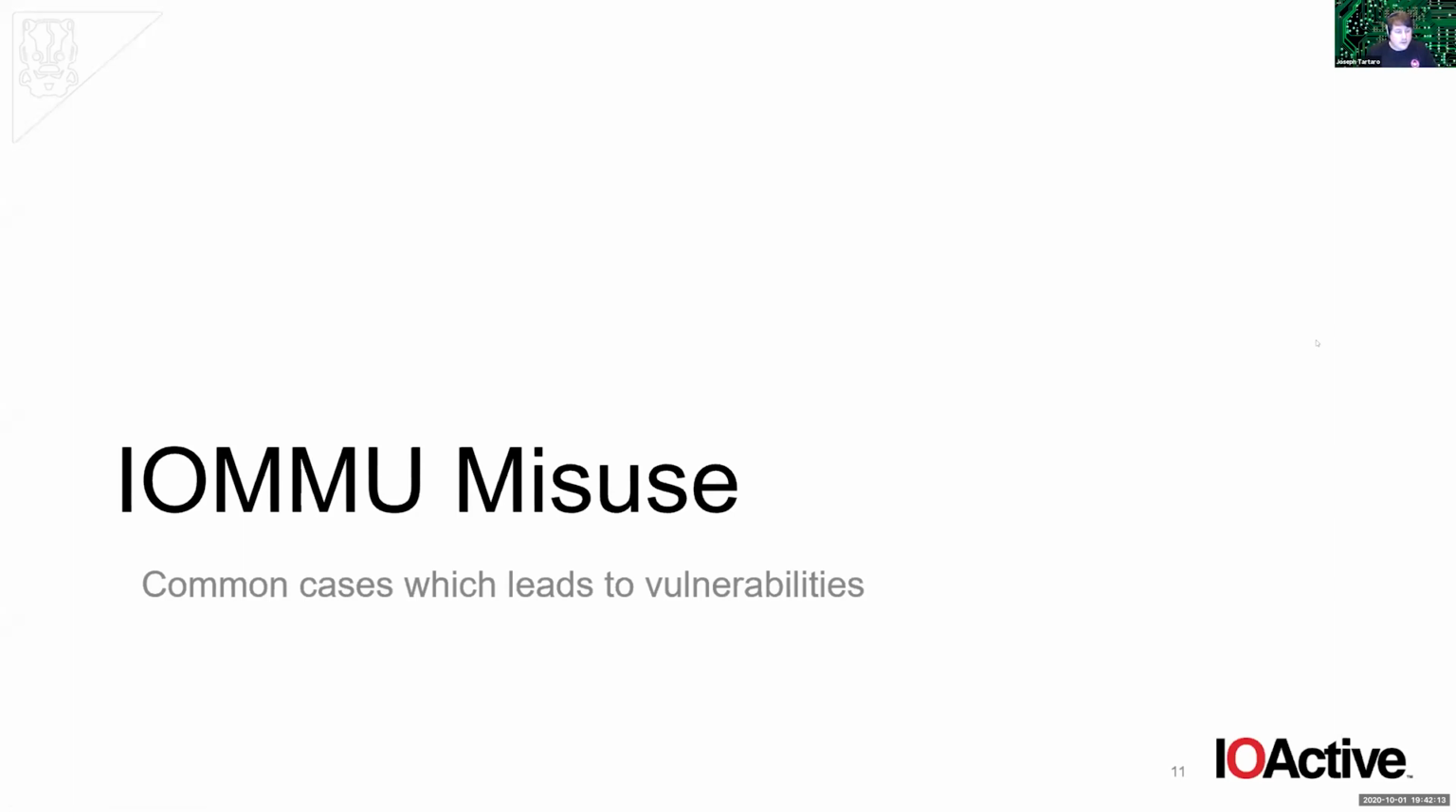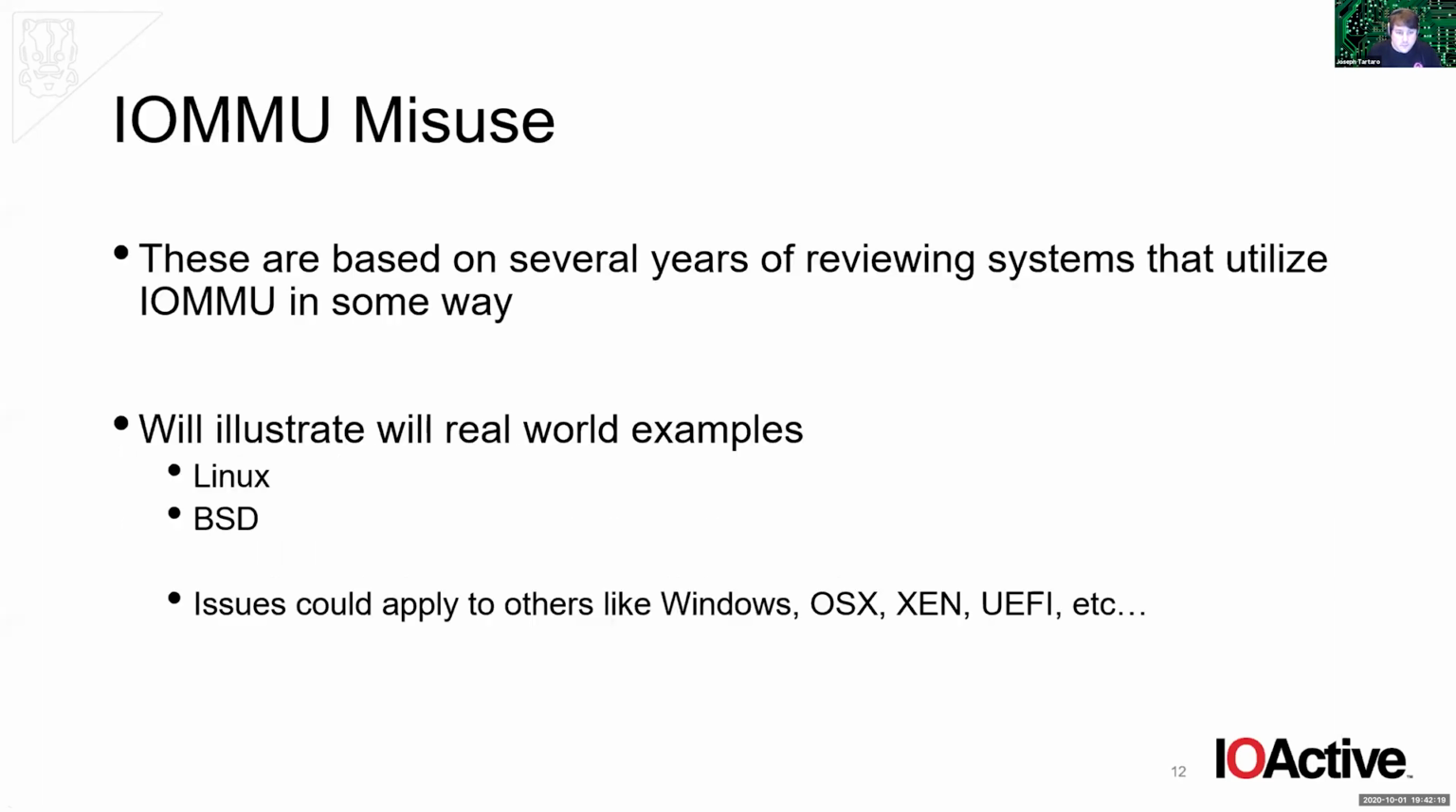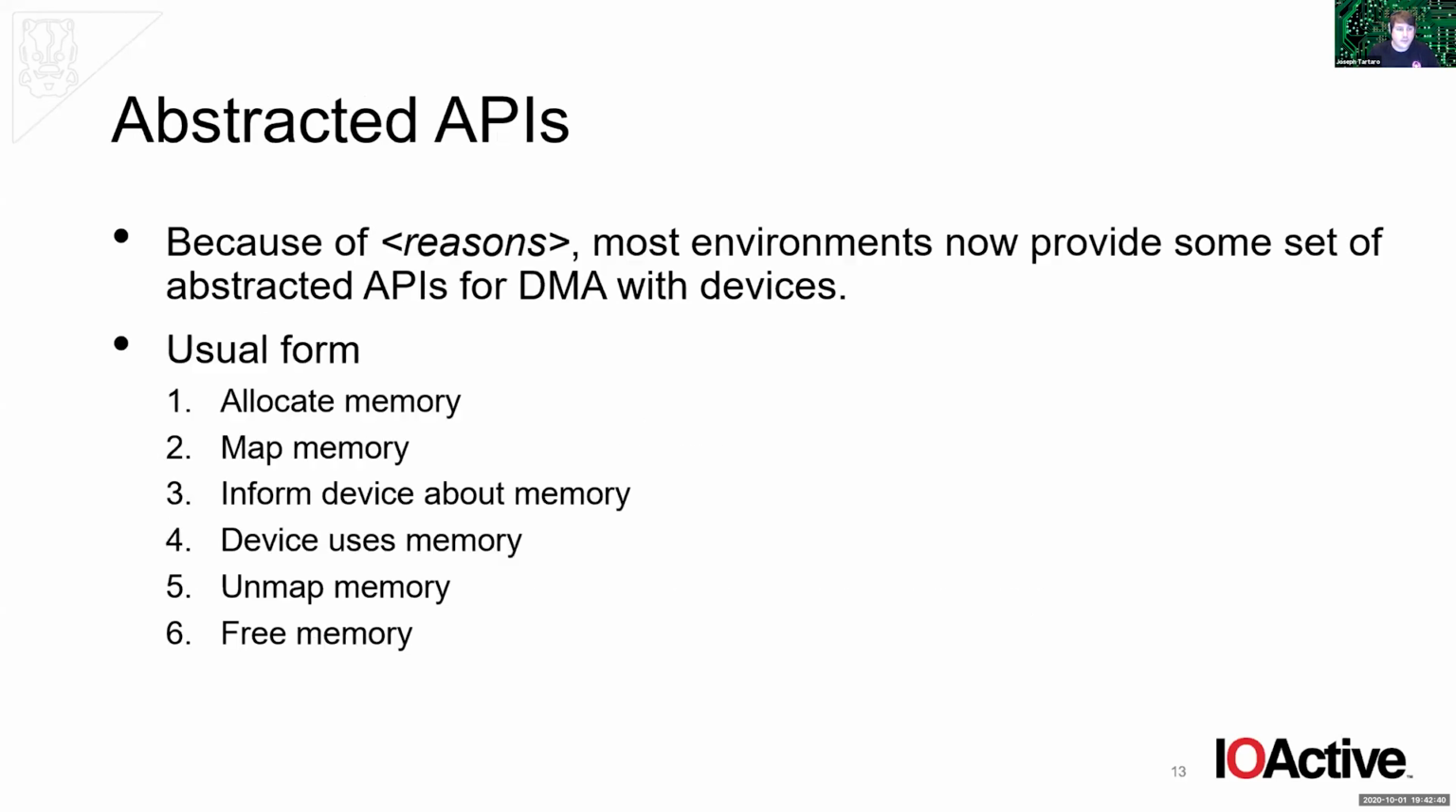Yeah, let's quickly go over some of the common cases of IOMMU misuse. These are based on behaviors we've seen over the last several years of looking at devices that use an IOMMU in some way. We're going to walk through some real world examples using the Linux and BSD projects, but these issues could likely apply to other things like Windows and OS X, etc.